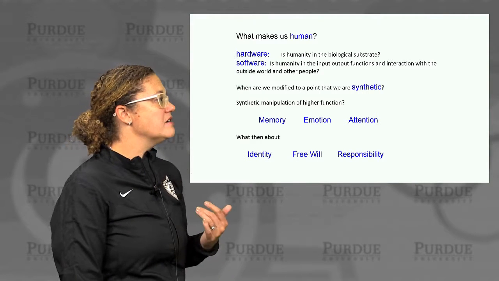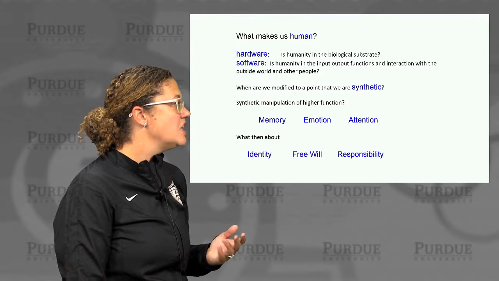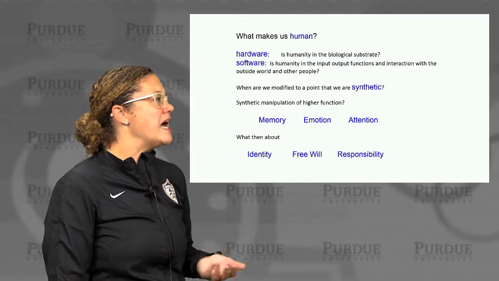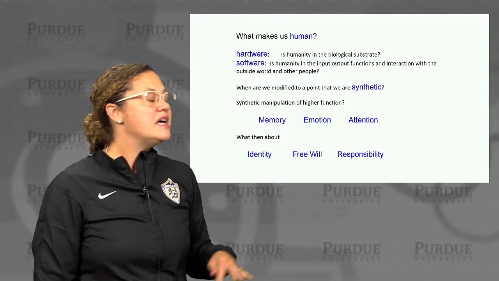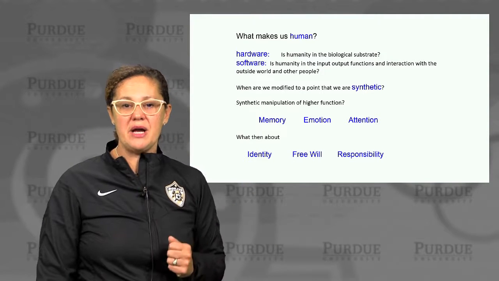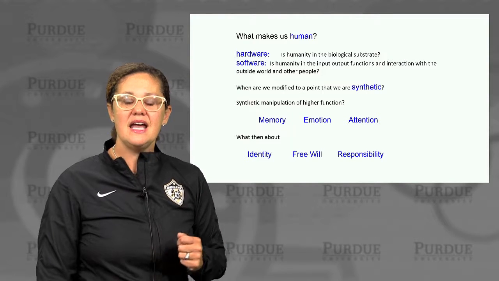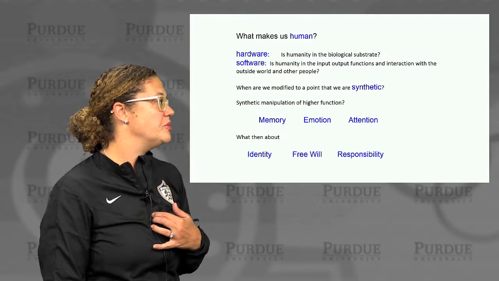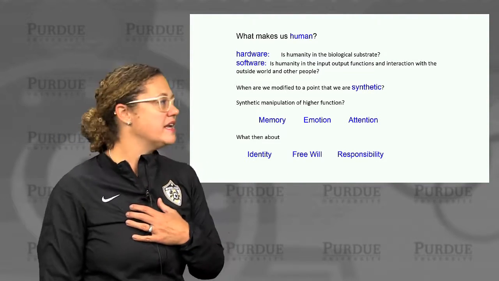Is it hardware or is it software? Is our humanity in our biological substrate, or is it in the software? Is the humanity in the input and output functions and interactions with our outside world and other people? And this will become increasingly important as our biohybrid devices evolve in their complexity and integration, for example, implantable devices in the human body. When are we modified to the point that we ourselves are synthetic?